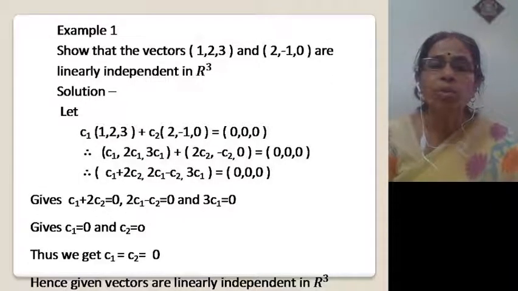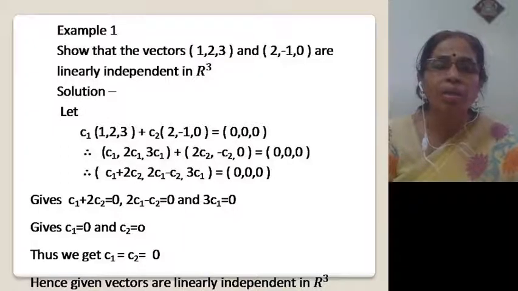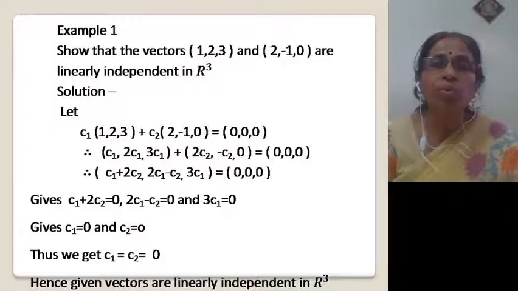Now we have to solve some examples on this linear dependence and independence. So first example: show that the vectors (1, 2, 3) and (2, -1, 0) are linearly independent in R3. For this, consider the two scalars C1 and C2 from the field F, that is R, and write this as a linear combination of the given vectors: C1 into (1, 2, 3) plus C2 into (2, -1, 0) equal to the 0 vector belonging to R3.